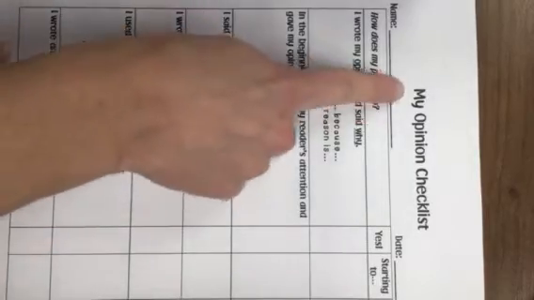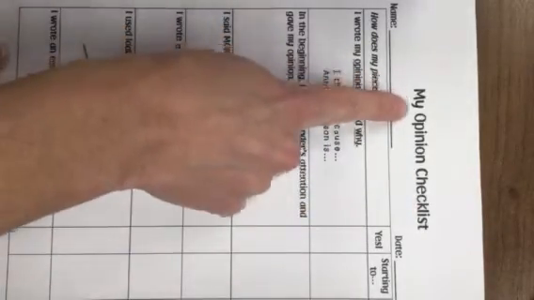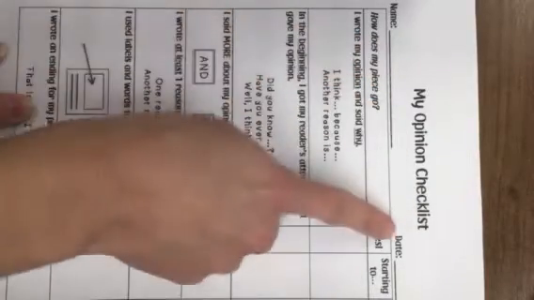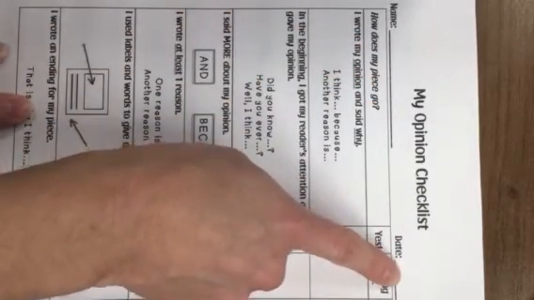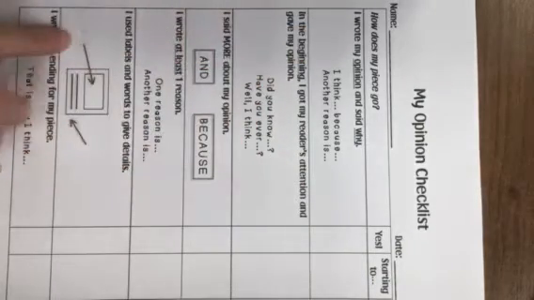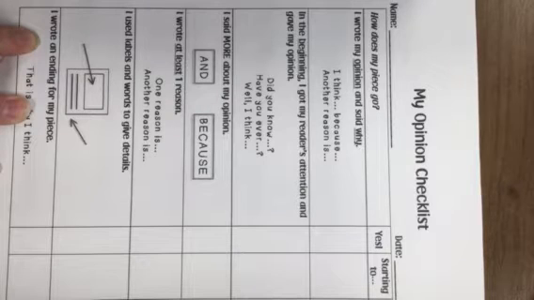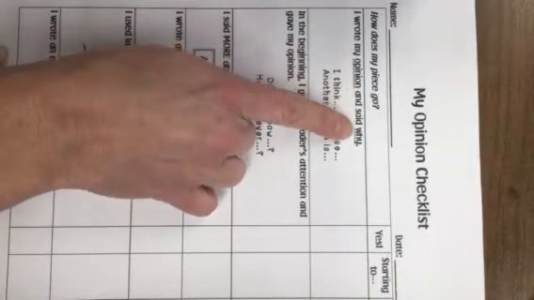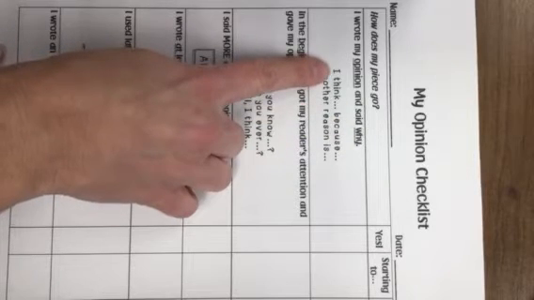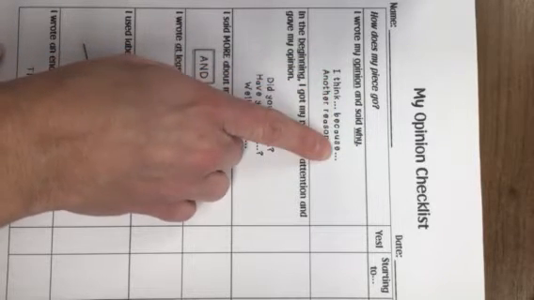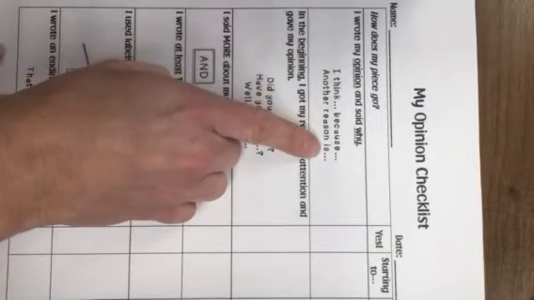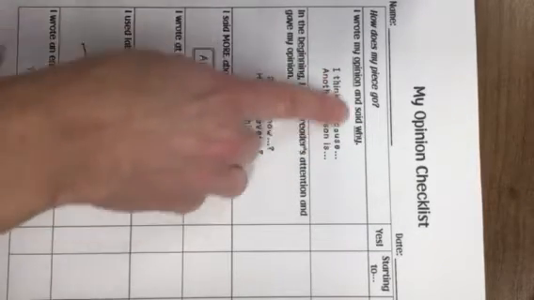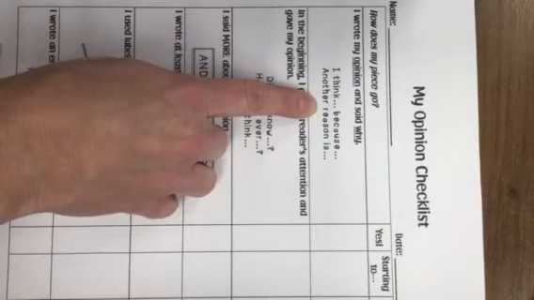If you look at this opinion checklist right here, it says at the top, my opinion checklist. There's even a place for your name and the date if you use this to help you with your own writing. But let's take a look at these things down the side. These are the pieces that a good opinion piece has, a strong opinion piece has. So the first one is, I wrote my opinion and said why. So you might use the words, I think, because, or another reason is. These words will help you make your piece stronger.